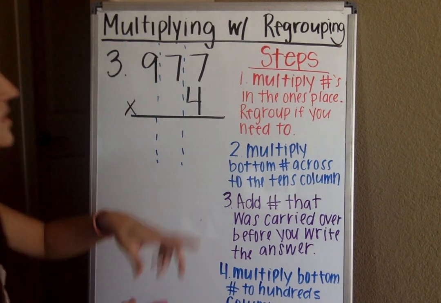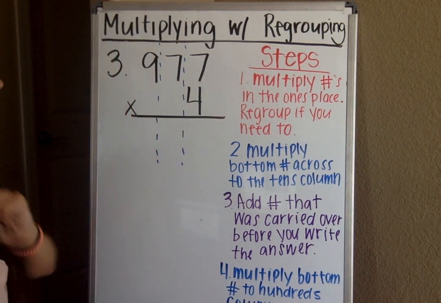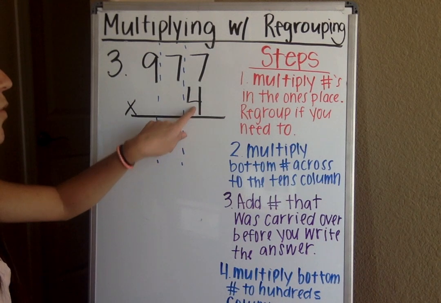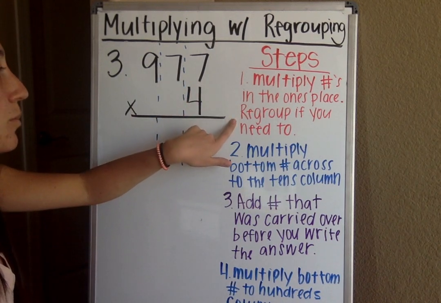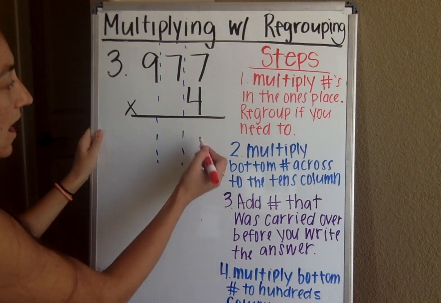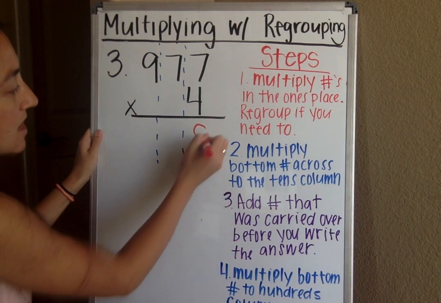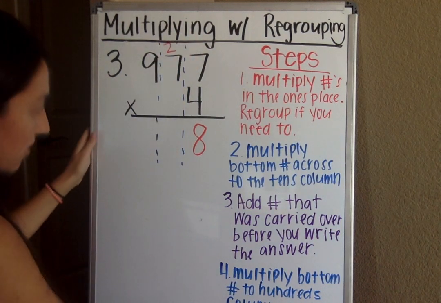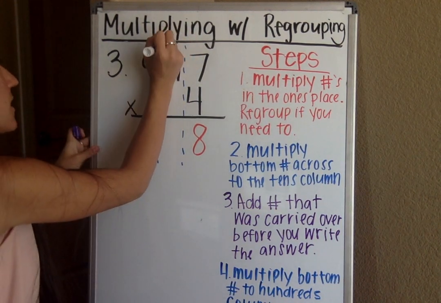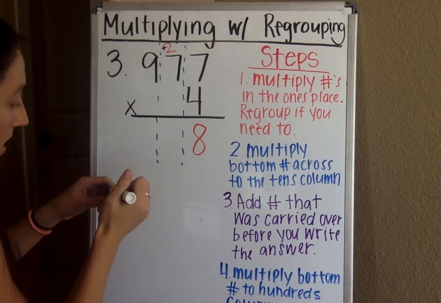So, first step, multiply the numbers in the ones place together. So, 4 times 7 is 28. So regroup if we need to. We definitely need to do that. So I'm going to put my 8 here, and I'm going to carry my 2. Again, I am going to draw the plus sign so that I remember I need to add it together.